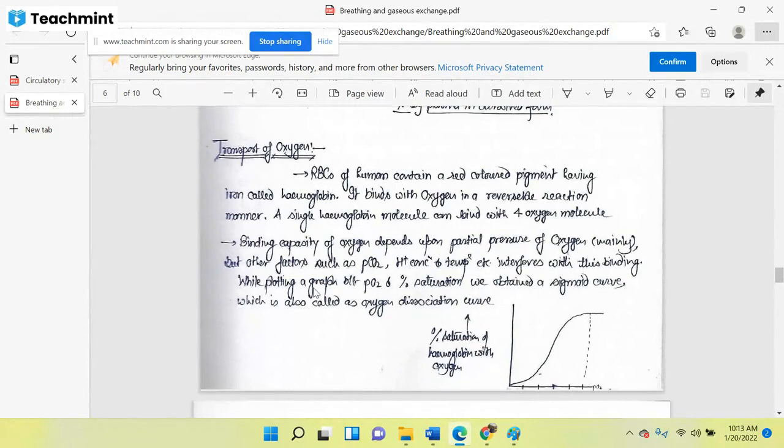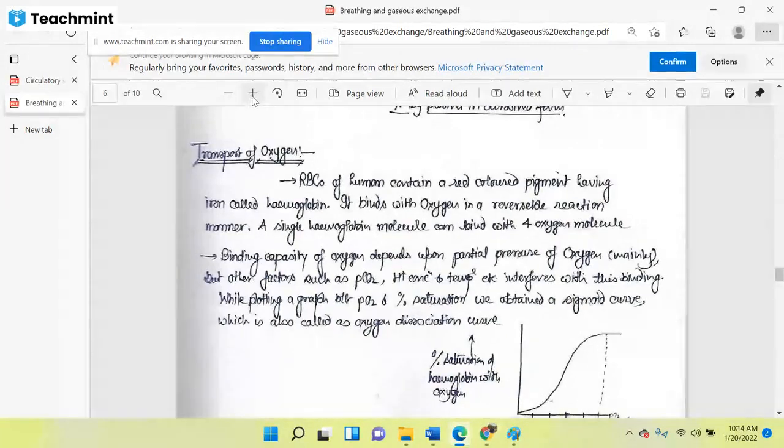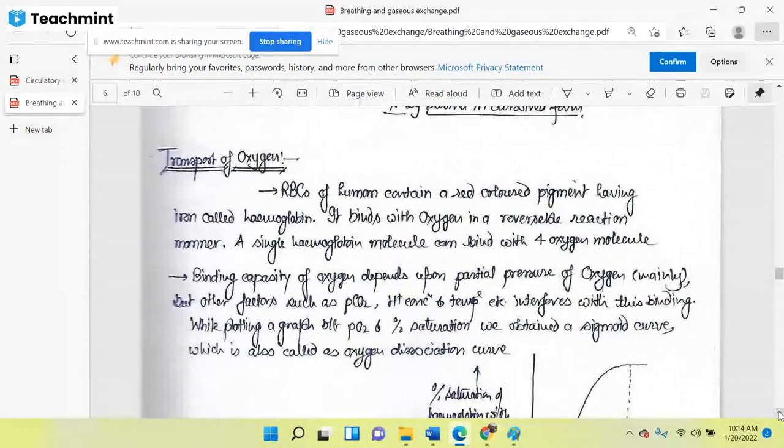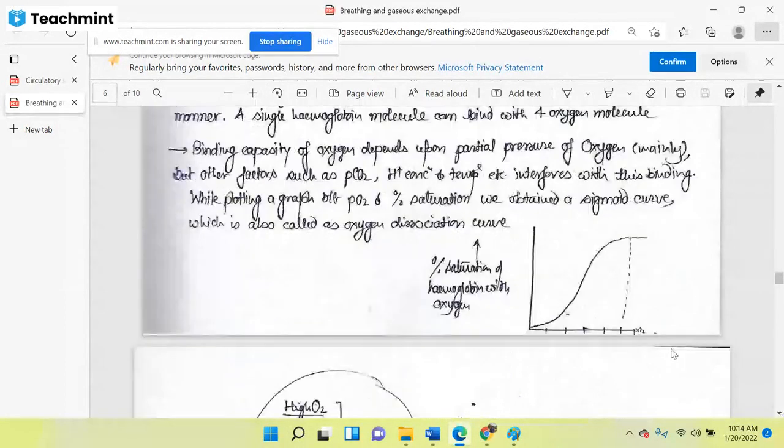Okay, while plotting the graph between the partial pressure of oxygen and percentage saturation, we obtain a sigmoid curve. Just see, this one is the sigmoid curve, which is called the oxygen dissociation curve. Sometimes in certain examinations this question has been asked: what kind of curve do we get when we plot the graph between the partial pressure of oxygen and percentage saturation? So what is this graph depicting? You can see here, this is a sigmoid curve. The x-axis represents the partial pressure of oxygen, and this axis represents the percentage saturation of the hemoglobin with the oxygen.